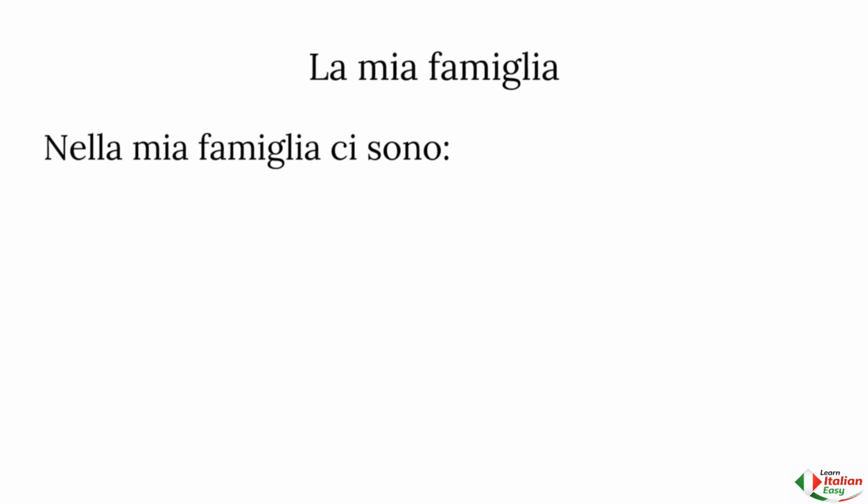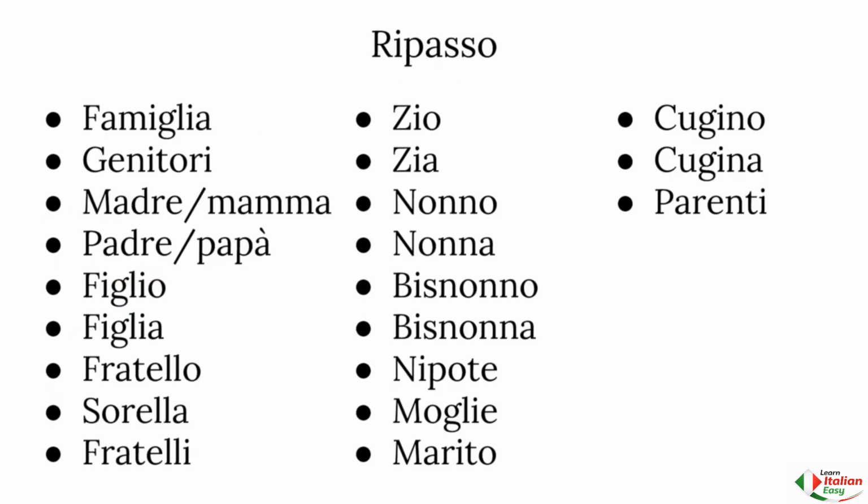Okay? As usual, I'm gonna ask you to pause the video and resume it once you're finished. Okay? Let's do it. And here is an example. So in my case, nella mia famiglia ci sono 3 nonni, 4 nipoti, 4 zie, 5 zii. Of course, this is just an example. Okay? Awesome. So let's review all the words we have seen today.